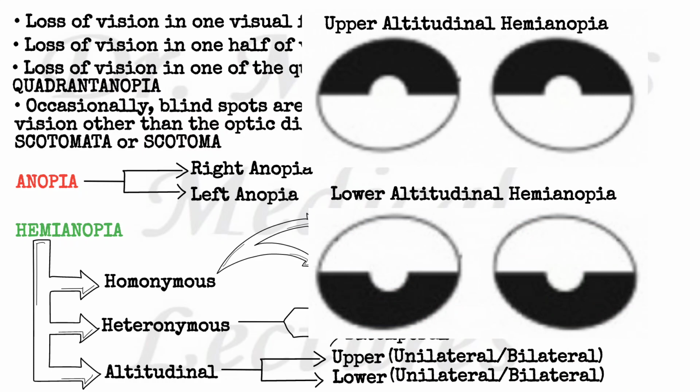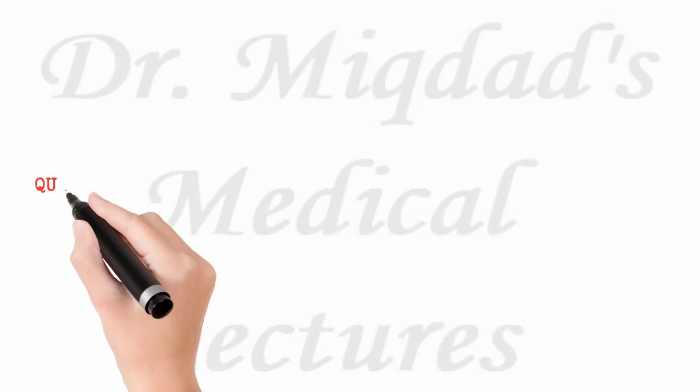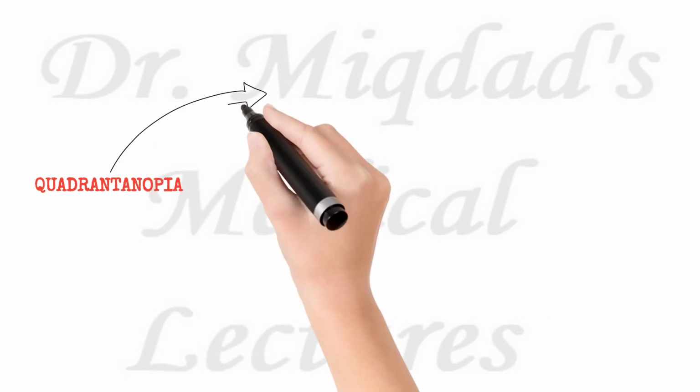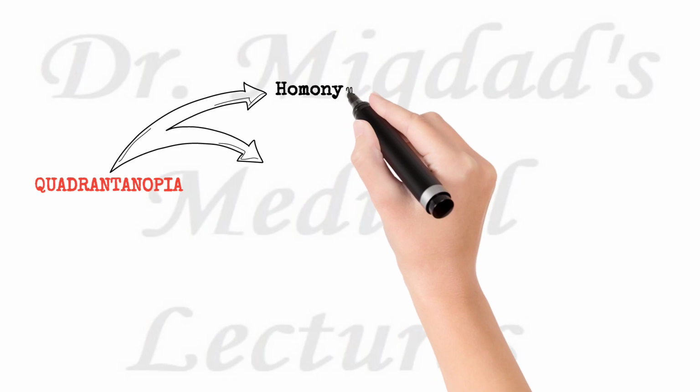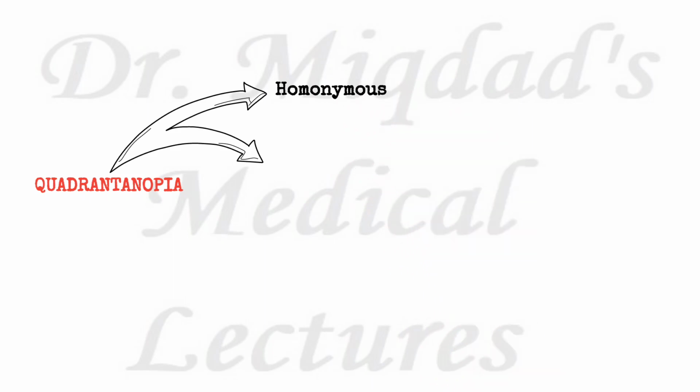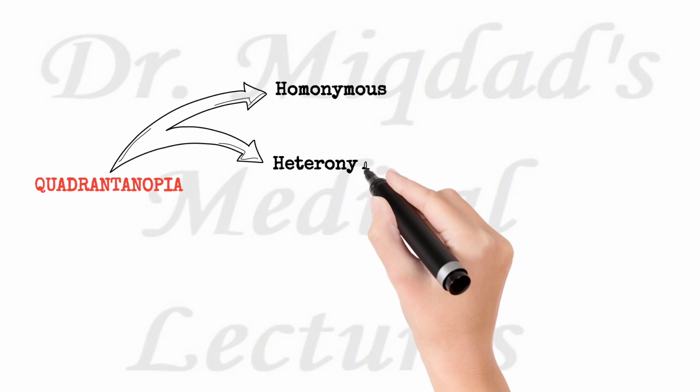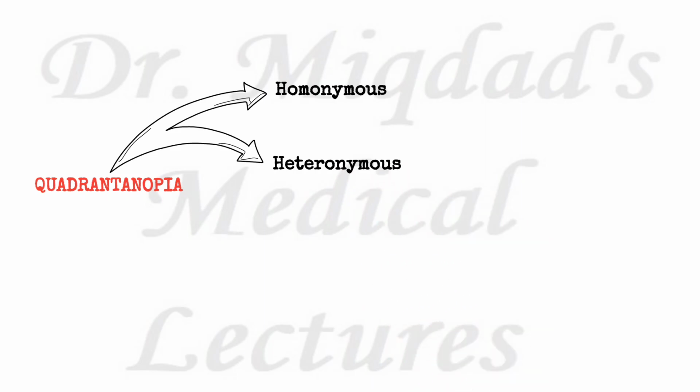Next, coming to quadrant anopia, it may be homonymous quadrant anopia involving the same side of visual field in each eye, and either superior or inferior quadrants. Or it may be heteronymous quadrant anopia involving opposite sides of visual field in each eye and either superior or inferior quadrants.